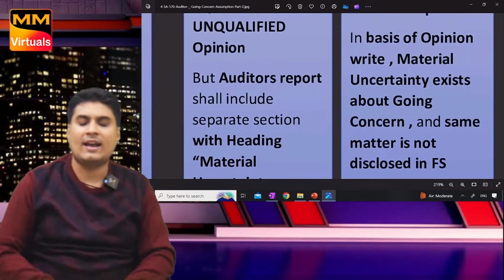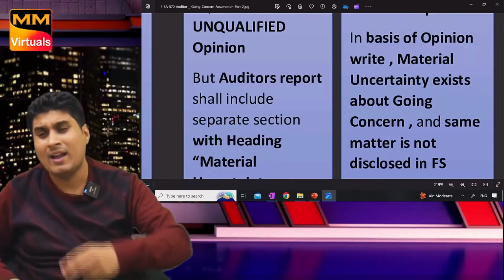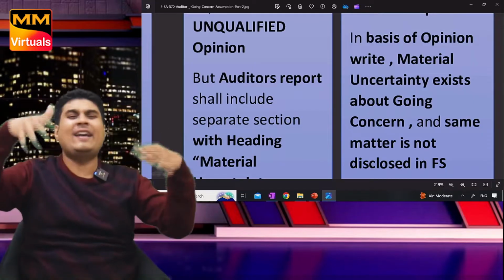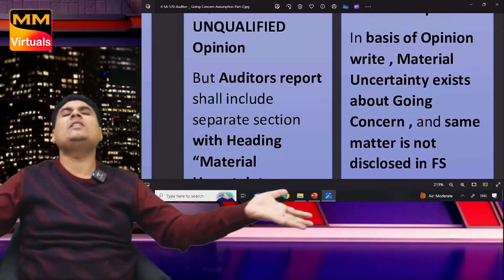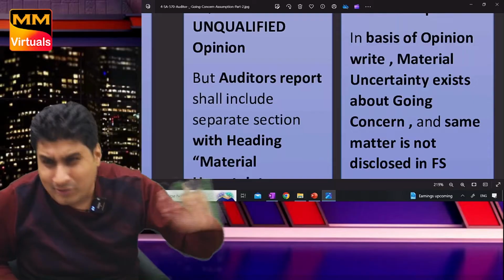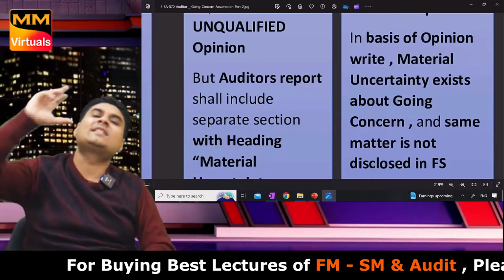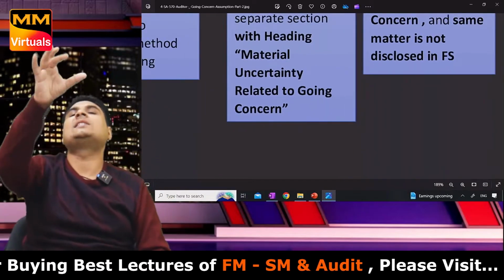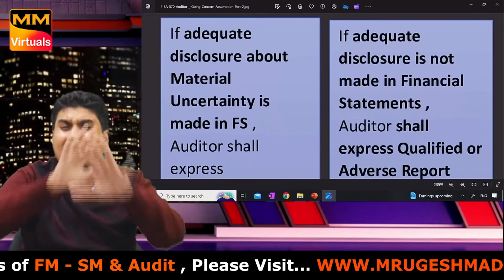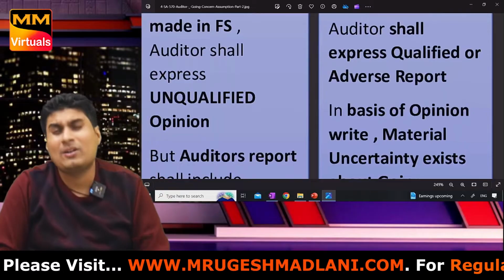In the basis for opinion, I will write that material uncertainty exists, but the same is not disclosed in the financial statements. There is a doubt about going concern, but they have not written the same. Clear? If adequate disclosure is not made in the financial statements, the auditor shall express a qualified or adverse report. Understood?